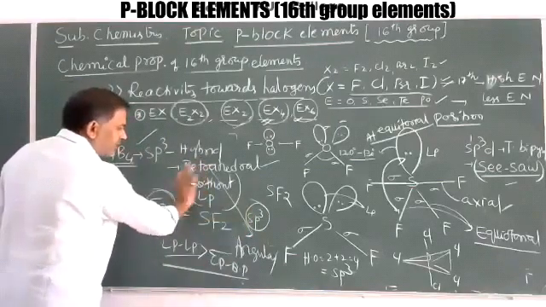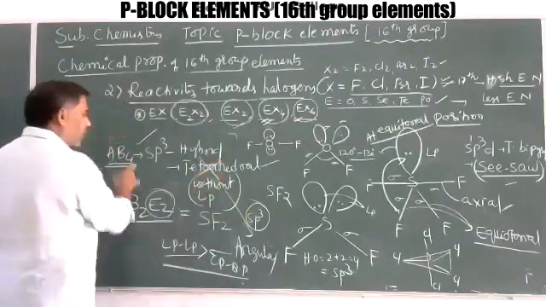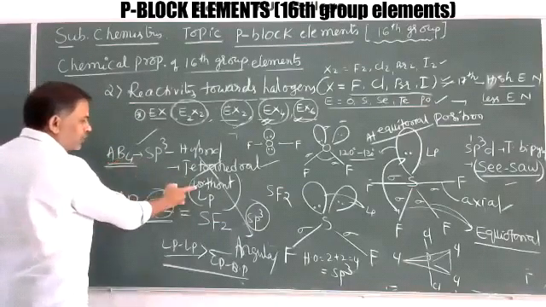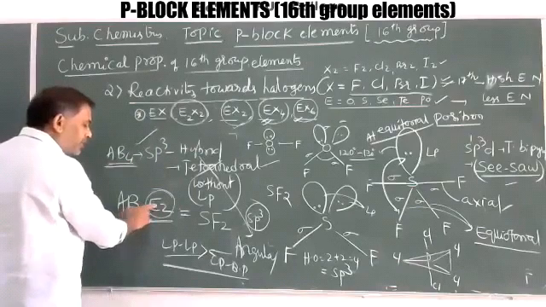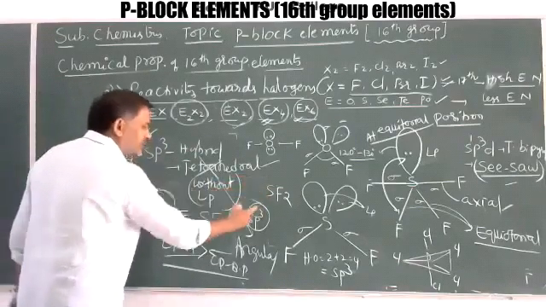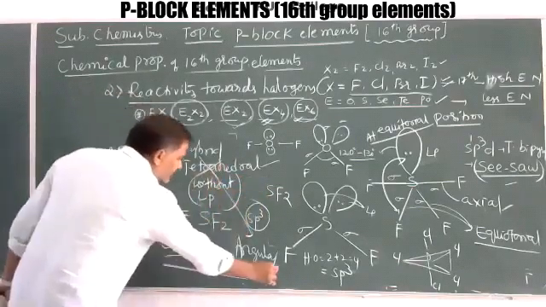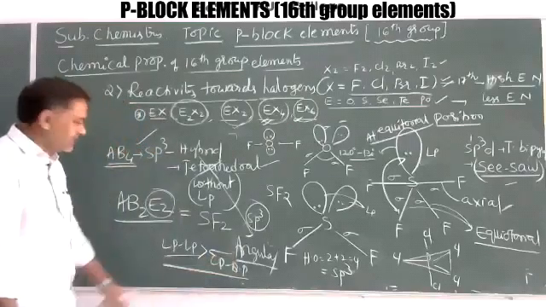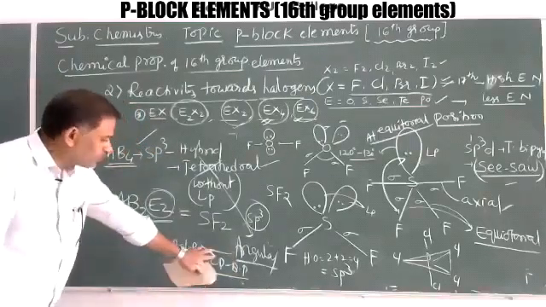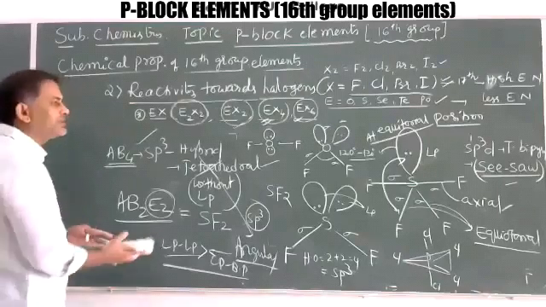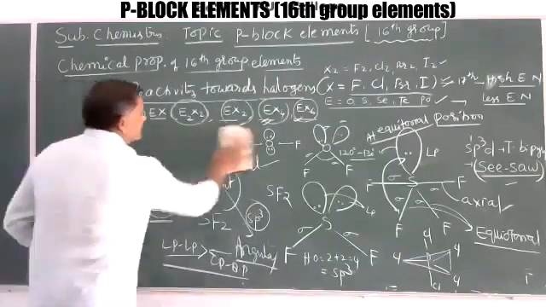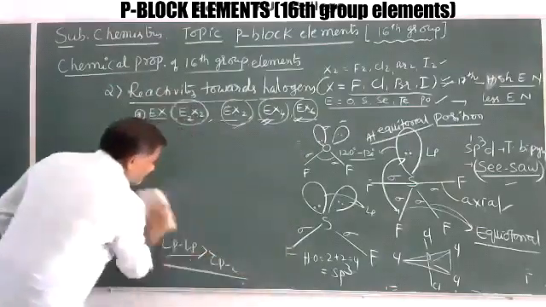sp3 geometry is not always tetrahedral. Only the sp3 AB4 type without lone pairs is tetrahedral. Here the AB2E2 model containing two lone pairs is sp3, but not tetrahedral. It is an angular shape. The reason is lone pair-lone pair and lone pair-bond pair repulsions. Then the last one is monohalides. Important monohalides.